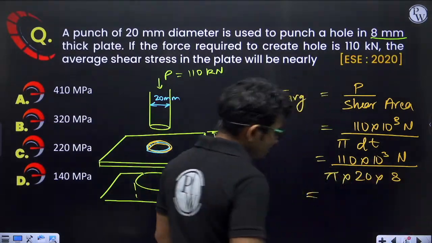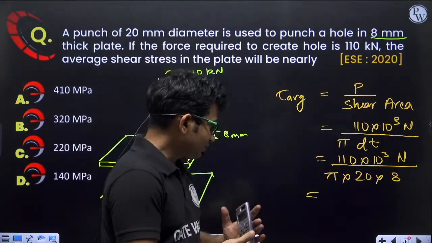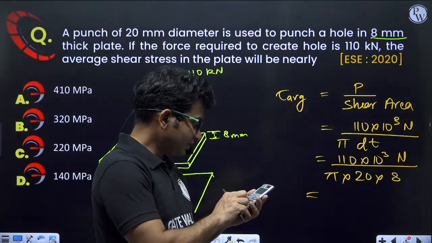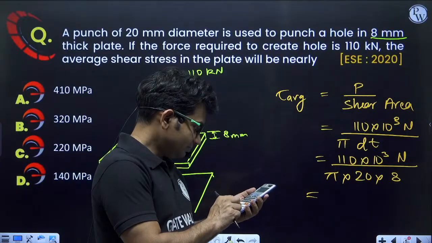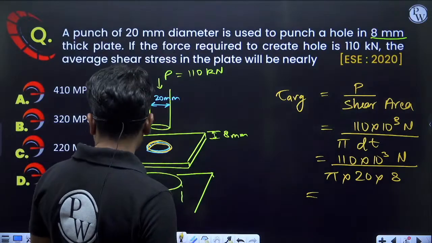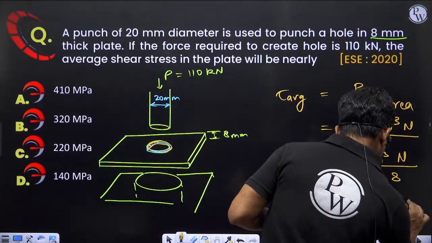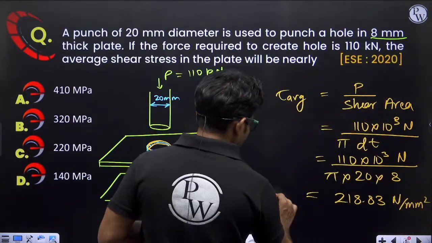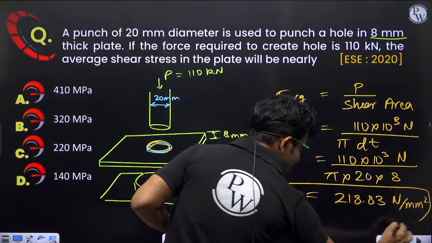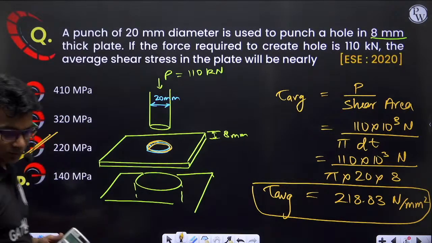Now let us calculate this. 110 into 10 to the power 3 divided by pi, divided by 20, divided by 8. So we are getting 218.83 Newton per mm square. This is the average shear stress. Are you able to understand? So the correct answer will be option C.